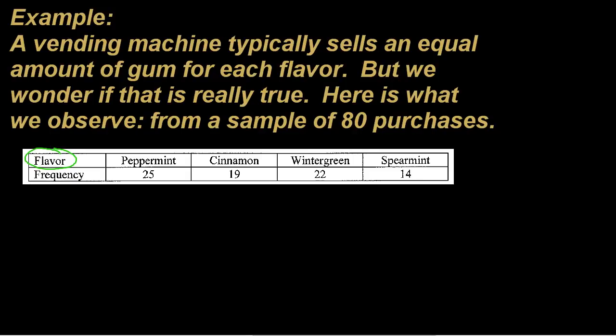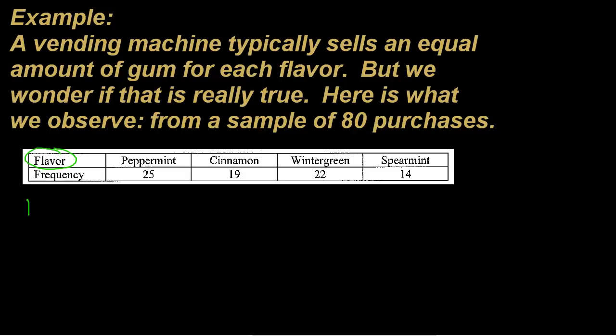So the claim, or not to say the claim, but we were wondering whether they should be equal. They should all be the same, at least that's what the vending machine typically sells. But is that true, or are they different? So that's the idea. This is the simple idea. We looked at a sample of 80 purchases, and this is what we observed. And we want to answer the question: are they equal, or are they really something different?